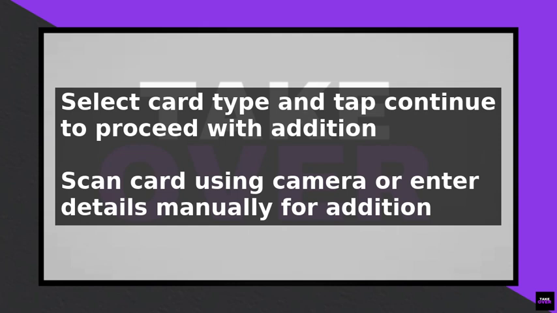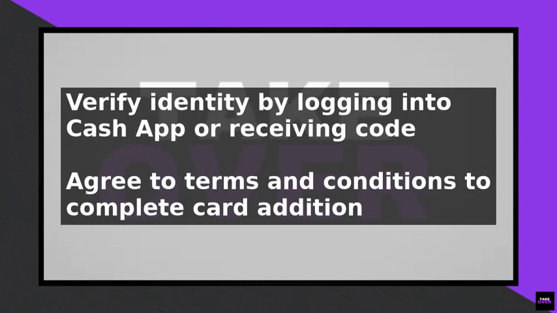and security code. Once you have entered the card details, you will need to verify your identity by following the prompts on the screen. This may involve logging into your Cash App account or receiving a verification code via SMS or email. After verifying your identity, you will be asked to agree to the terms and conditions of adding a card to Samsung Wallet. Once you have agreed, the card will be added to your Samsung Wallet.